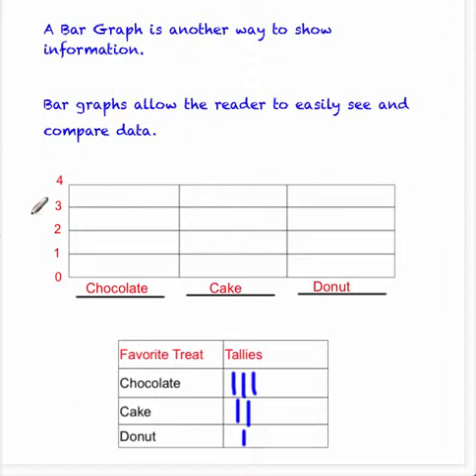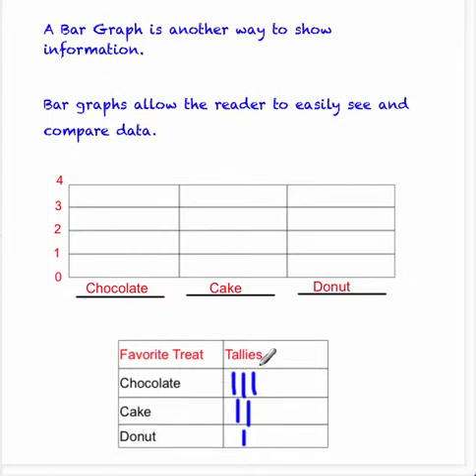Bar graphs have numbers up the side. This one starts at 0 and goes up to 4. And they have labels underneath. I have a section for chocolate, a section for cake, and a section for donut. I'm going to now create bars that show how many chocolates, cakes, and donuts we had.